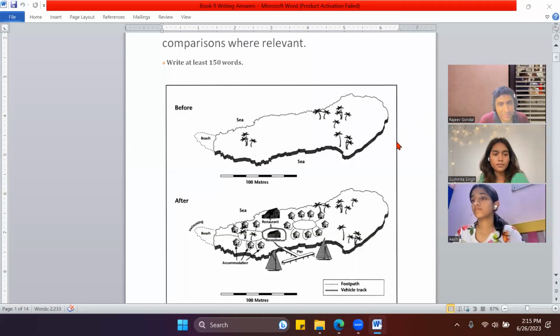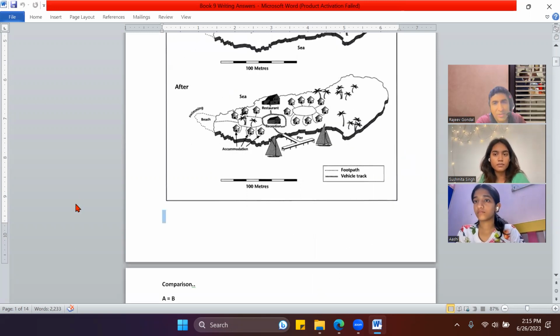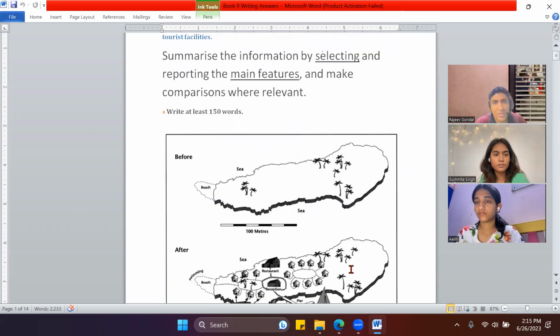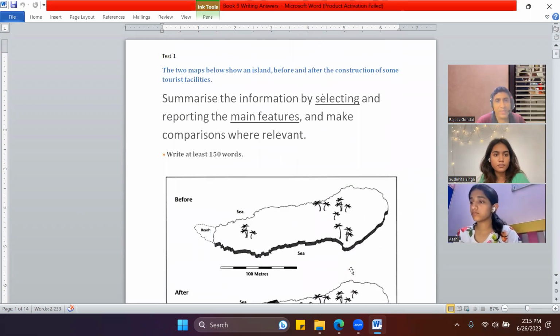So in graphs, while talking about graphs, the most important thing is how you organize information. That's number one. Number two, how you present your data. Now, if you look at the question, it is very clearly asking you something which is unique. The question says, summarize the information by selecting and reporting only the main features and make comparisons.